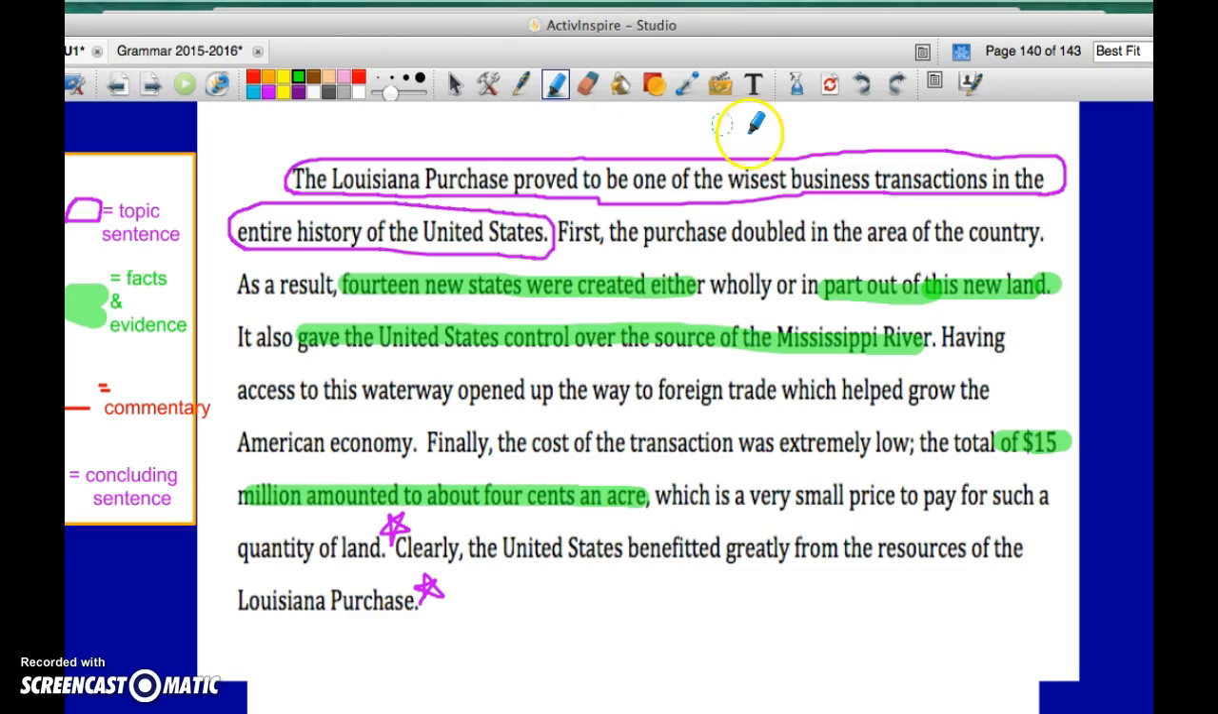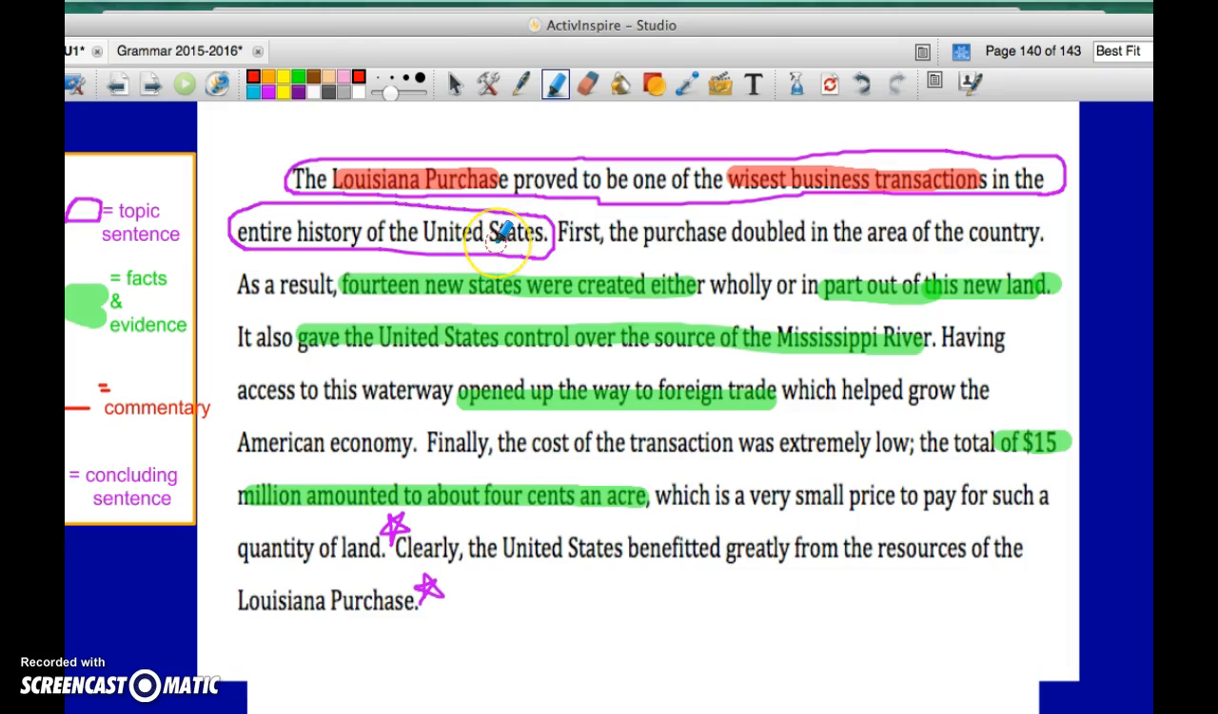So we've already got all of this. Let's see, it did open up the way to foreign trade. We've already got all of this information highlighted. All of our evidence is already broken down, our topic sentence and our concluding sentence. We're one more time going to review the main topic, which is Louisiana Purchase, and the main idea, wise business transaction. In other words, the Louisiana Purchase was good for the United States.